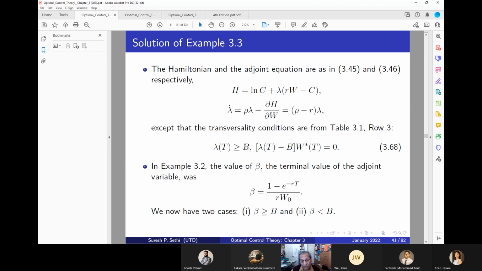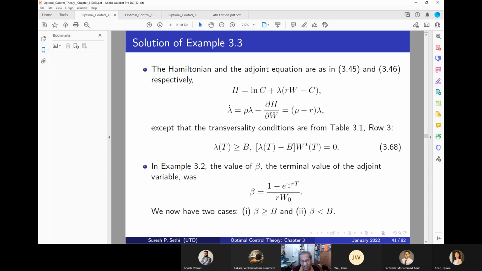So lambda t has to be bigger than b. But remember, in our previous example, beta is exactly that. So that beta actually gives me 0 wealth.